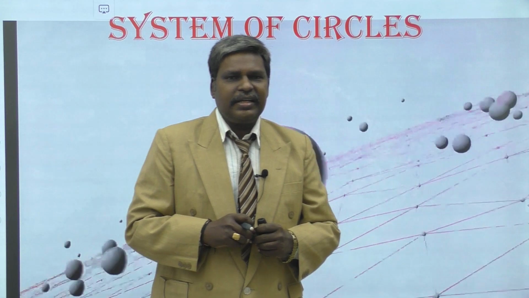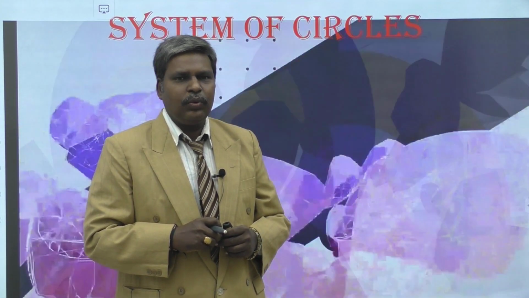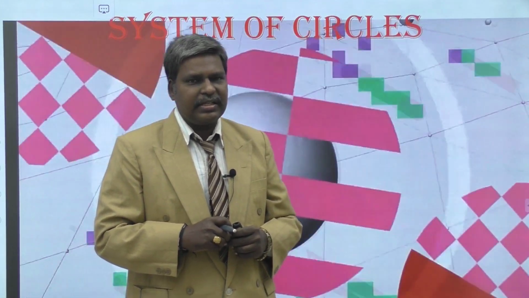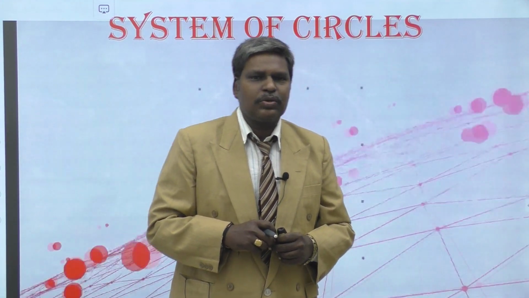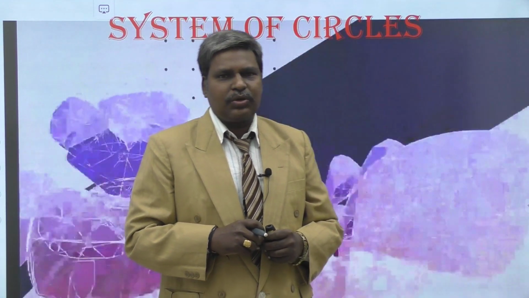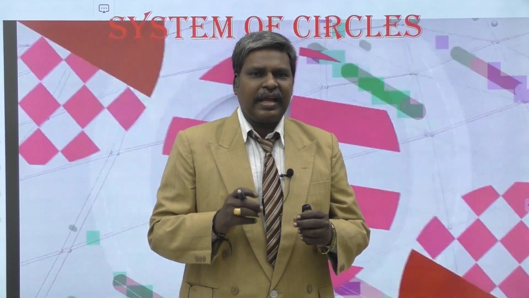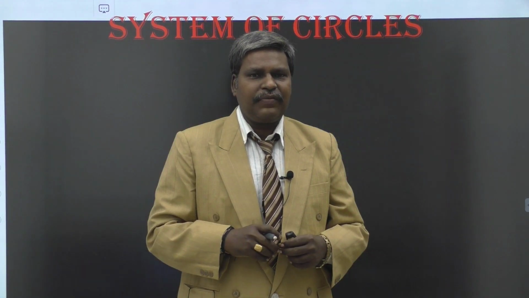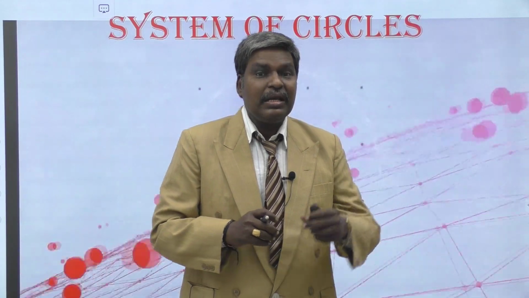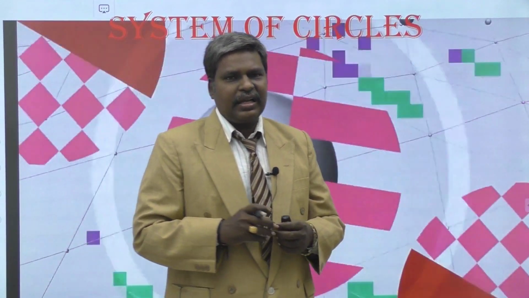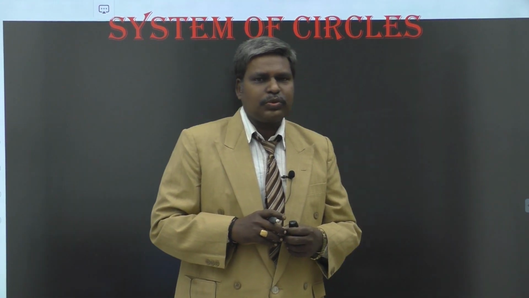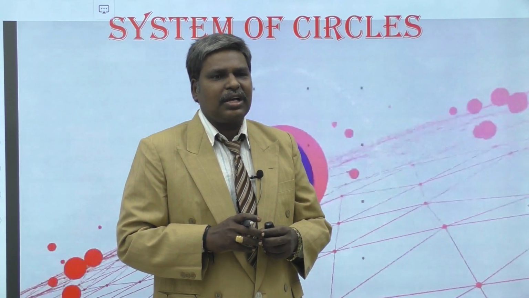If two circles intersect orthogonally, we mean angle between the two circles is 90 degrees. We obtain the condition C1 C2 square is equals to R1 square plus R2 square. At this time, the tangents drawn at their point of intersection to one circle pass through the center of the other. At that time the condition is C1 C2 square is equals to R1 square plus R2 square.